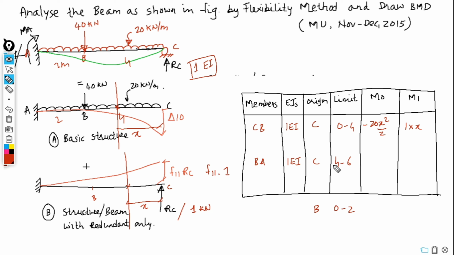So you define a section in BA and X distance will be from C because C is the origin. So you can find the bending moment at this particular section, that is minus 20 X square by 2. X is the total distance of the UDL from C to the section. Total load of UDL will be 20 into X. Perpendicular distance with respect to total load will be X by 2, creating clockwise moment. That is why it's negative.